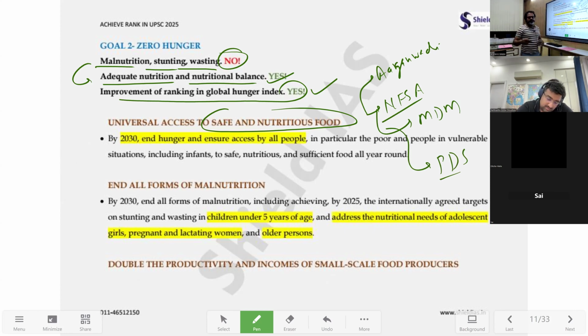And you must have heard about Pradhan Mantri Garib Kalyan Anna Yojana. So try to add up those schemes. Pradhan Mantri Garib Kalyan, GKAY, Garib Kalyan Anna Yojana. So all these type of things become important.